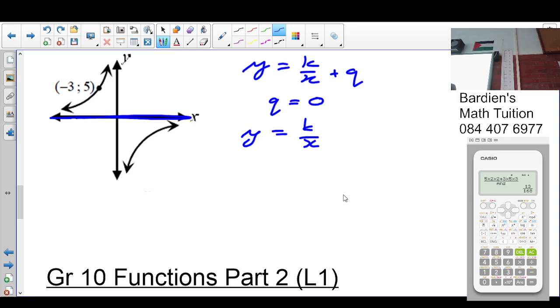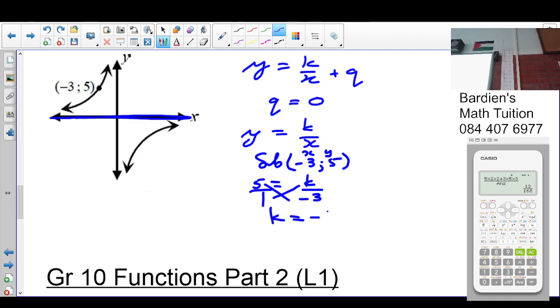So what do I do now? What are you going to substitute? So you're going to substitute negative 3 and 5. There's the x and the y. So we have 5 is equal to k over negative 3. There's a natural 1 under the 5, you cross multiply. 1 times k is k, 5 times negative 3 is negative 15. So what's my equation? y is equal to negative 15 over x.